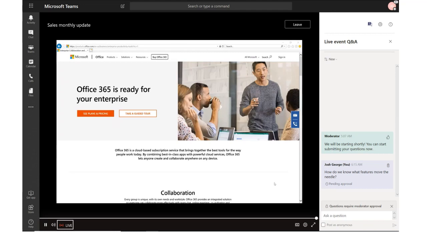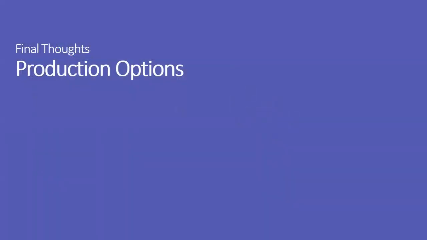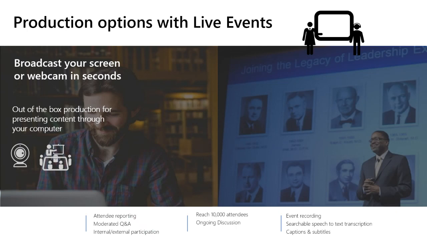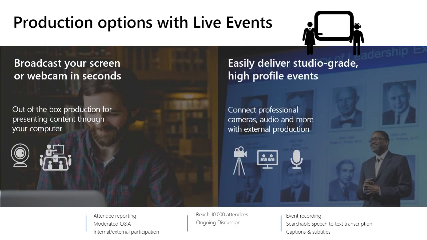All right, and the last piece here we'll close out with is production options. I'm not going to show too much here, but you have two different options. One is the easy way, which is what we're using right now, which is just setting it up in Teams and producing it. Everything we've done is out of the box. This is how we're doing today's live event, just using everything that I just showed you.